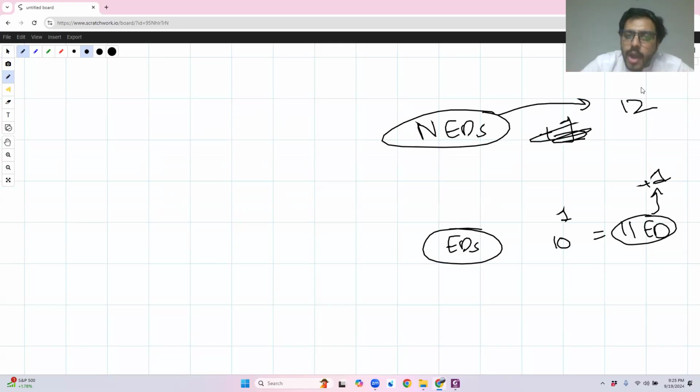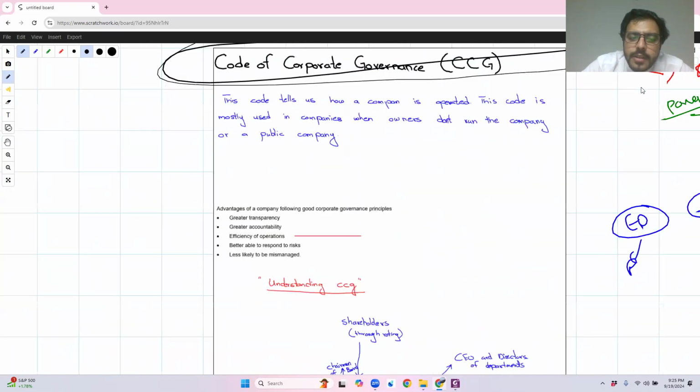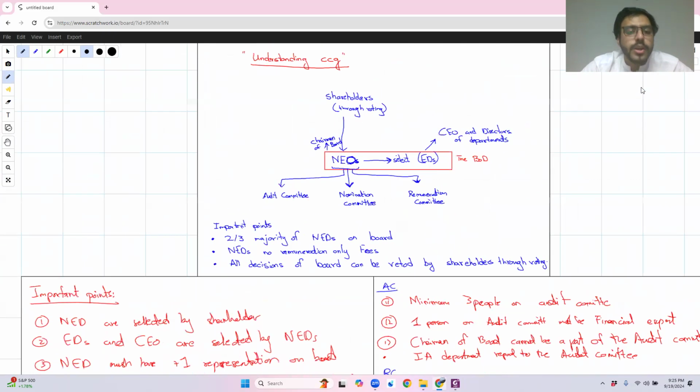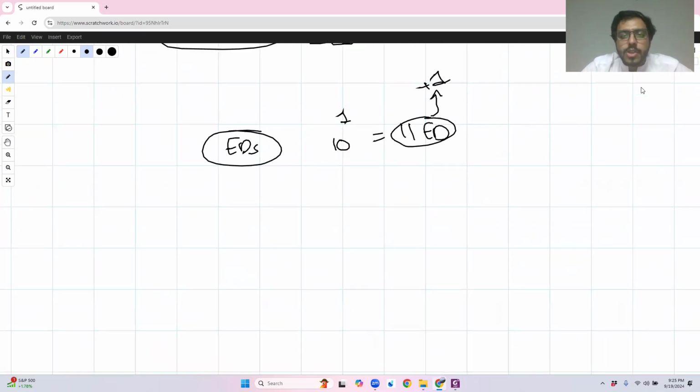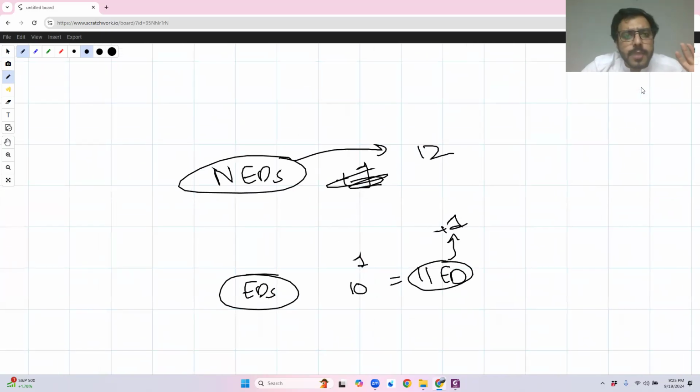You don't need to write it down because I have already written it within my notes. So every single thing that I'm explaining is written within my notes. So you don't need to write anything down. Just understand it.